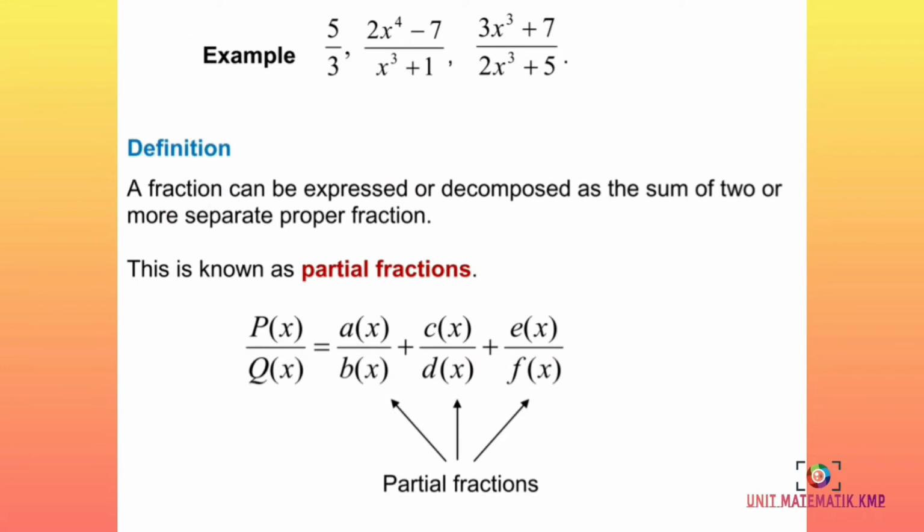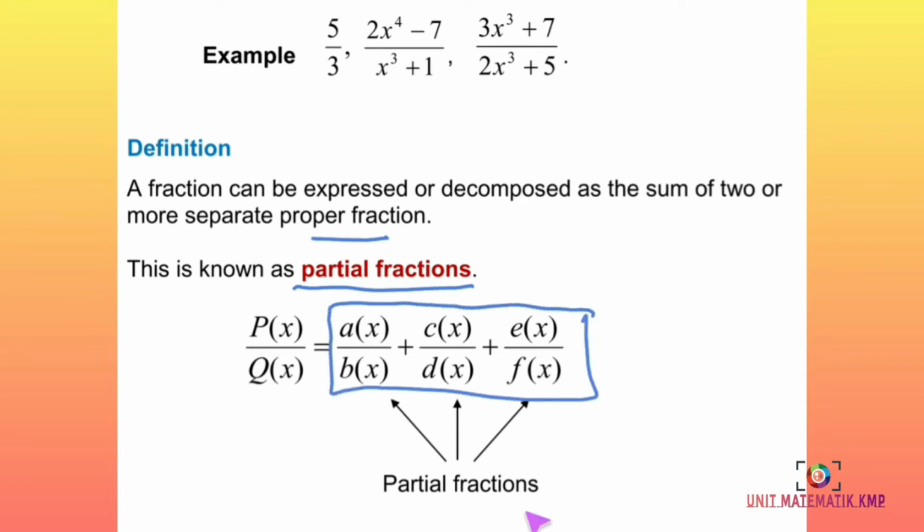Definition: a fraction can be expressed or decomposed as the sum of two or more proper fractions. This is known as partial fractions. Which is p(x) over q(x) is equal to a(x) over b(x) plus c(x) over d(x) plus e(x) over f(x). All of these we call partial fractions.